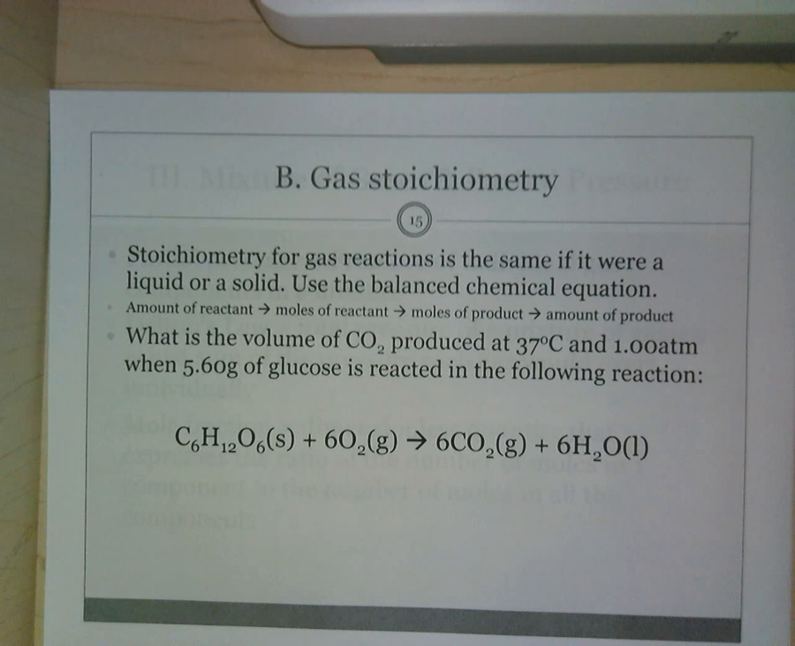So what is the volume of carbon dioxide produced at 37 degrees Celsius and 1 atmosphere when you have 5.6 grams of glucose reacting with oxygen in the following equation? So, first question you have to ask yourself is, is this equation balanced?